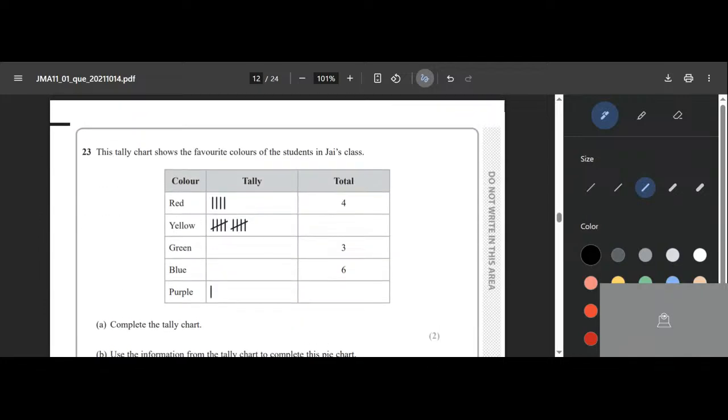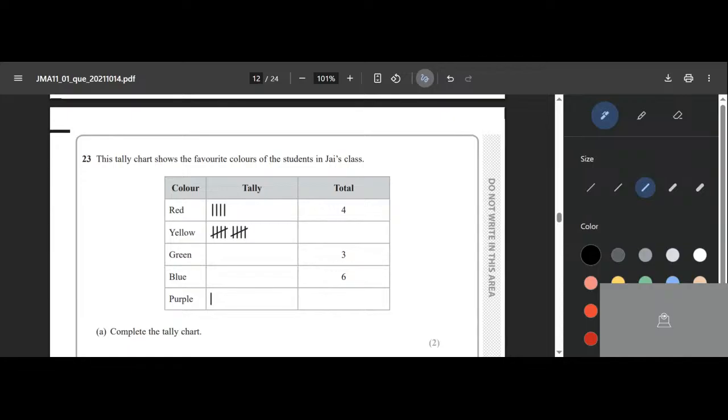Then on the next part, you're told that this tally chart shows the favorite colors of the students in Jai's class. We have some colors here. So let us represent. How many are these? These ones are 1, 2, 3, 4, and the one crossing is 5. Anytime you see the one crossed, just know there are 5. So this is 5, 10. Right here, 10.